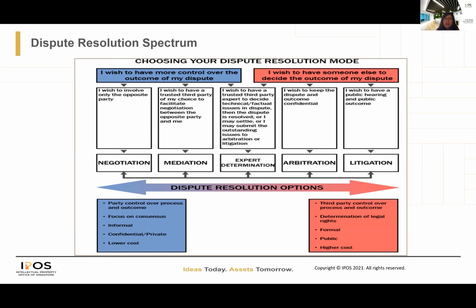So as I mentioned again, this is really a whole summary of my presentation today. It is something that you can look at again when you encounter an IP dispute, to decide which option is better suited for you to resolve your dispute.